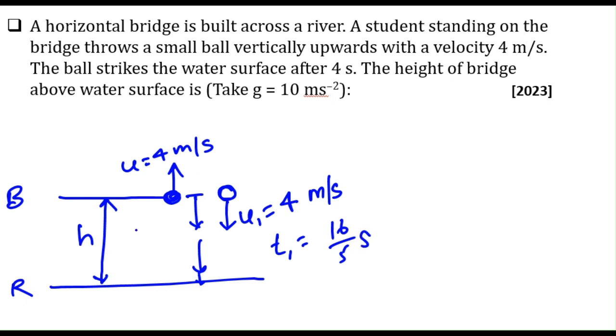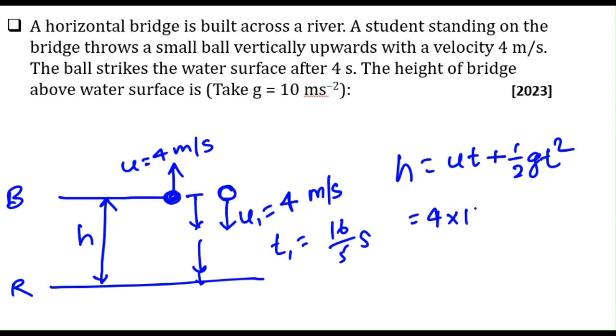So we can calculate this height h, which is nothing but ut plus 1 by 2 g t squared. So u is 4 into t, which is 16 by 5, and 1 by 2 g, which is 10. This time the motion is along the downward direction, and the acceleration due to gravity is also along the downward direction. So I have taken positive 10 here. And here we will have 16 by 5 whole square.